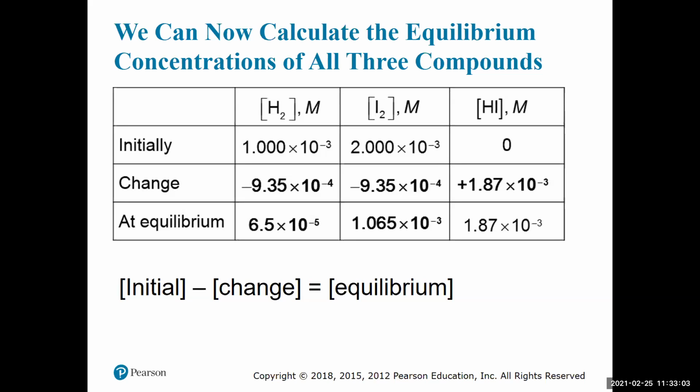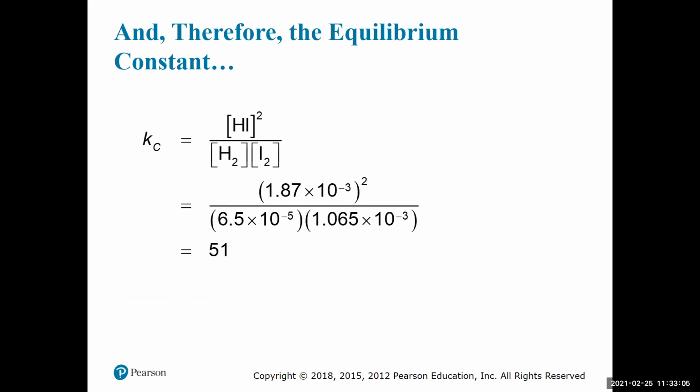And so what I can do next is, here's my equilibrium expression. Products over reactants raised to whatever power the coefficients have. So I have HI squared divided by H2 times I2. I plug in those equilibrium numbers I just calculated, and now I get an answer of 51.